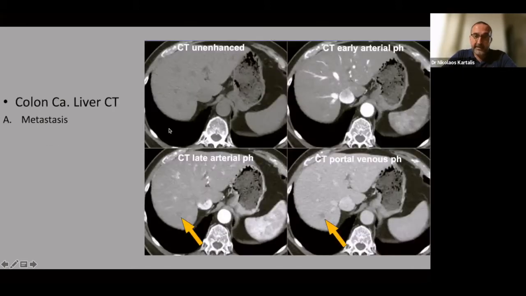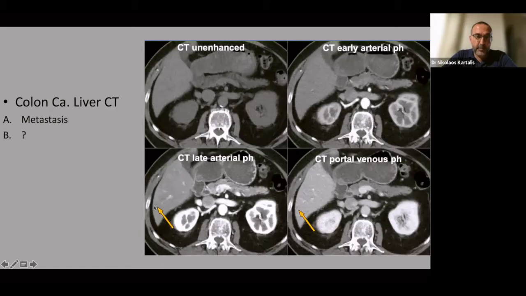In a typical case scenario, we have a patient with colorectal cancer showing a typical metastasis on the CT, and another hypodensity that we don't really know. Our colleagues from the surgical department go crazy when we tell them that these lesions are too small to characterize. So they ask us, what is this lesion?